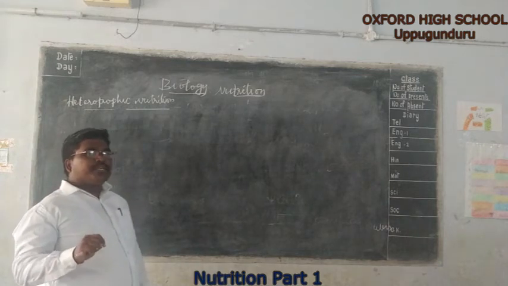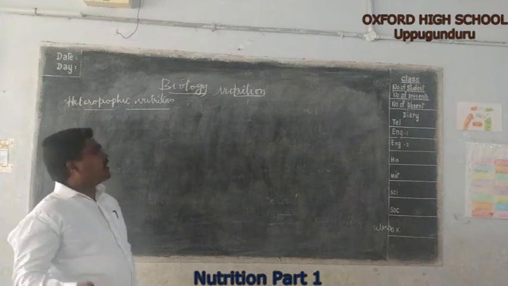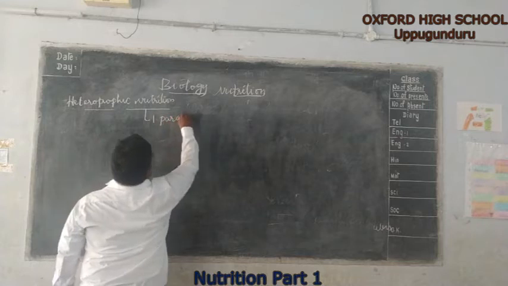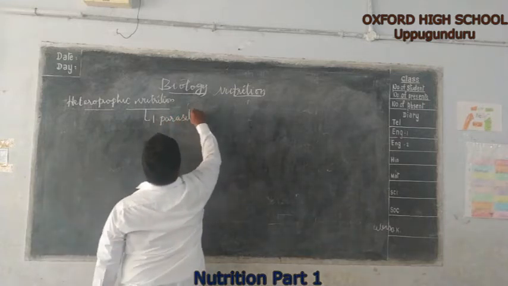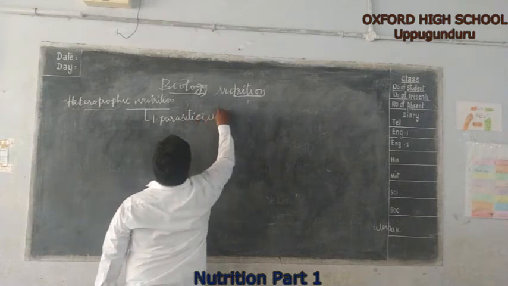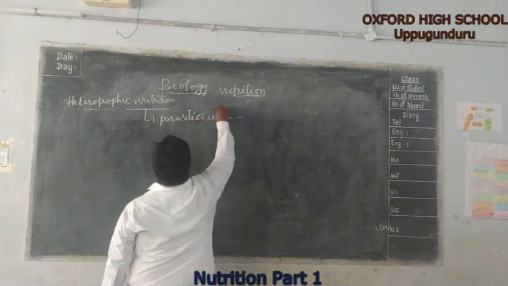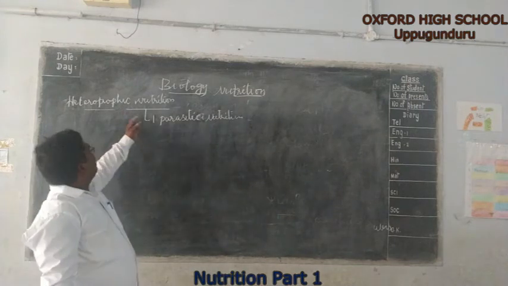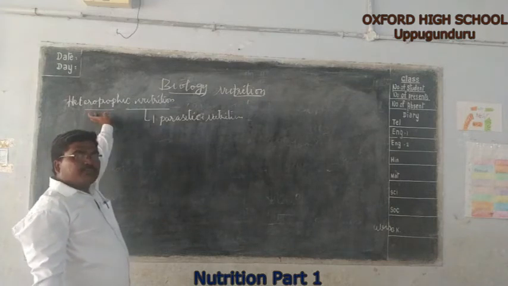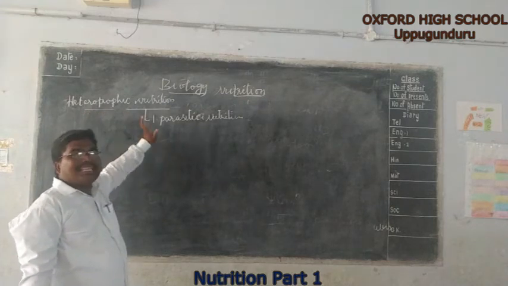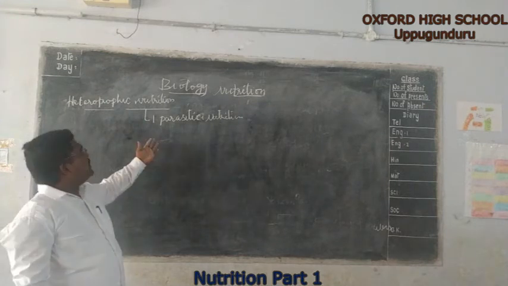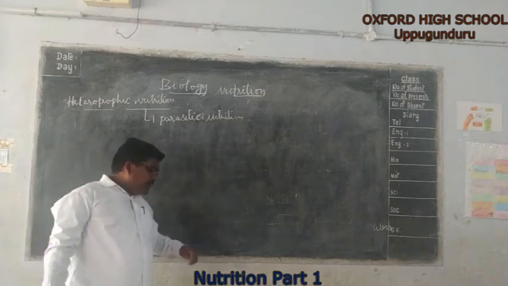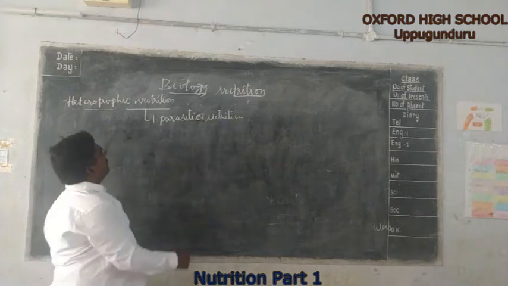In heterotrophic nutrition, mainly we observe three types of nutrition. One is parasitic nutrition. Heterotrophic organisms cannot prepare their food and depend on other organisms for their food. So of these three types, one is parasitic nutrition. What is parasitic nutrition? I will explain it.